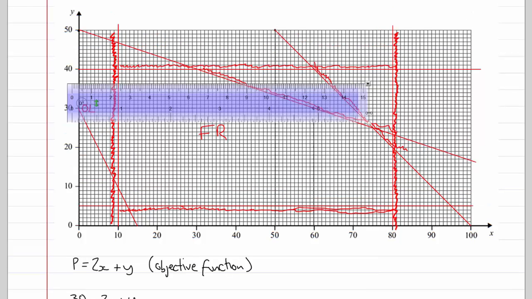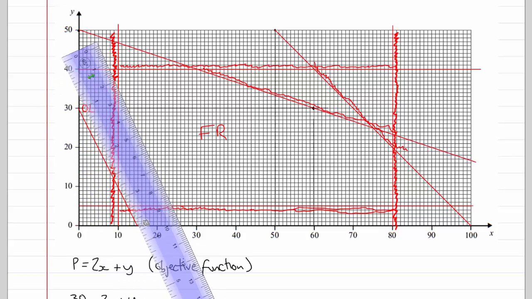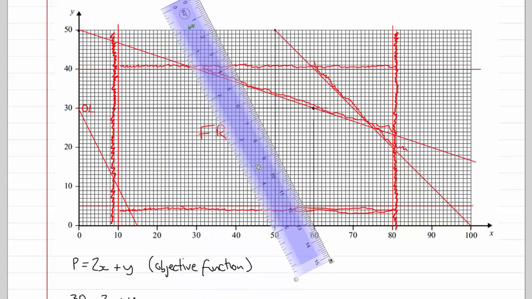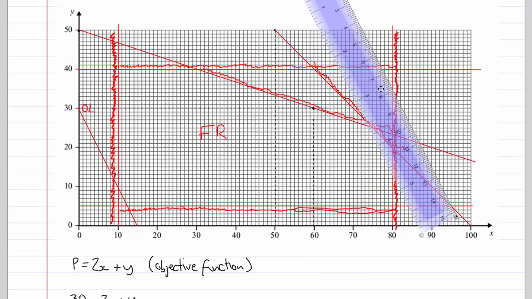So in order to do that, I'm going to take my ruler, rotate it round and then put it on top of my objective line. From here, I will move my objective line up the page until I find the last point where it leaves the region. So it's already left up here and here. And if I keep going on, it's now left this one, and the last place that it leaves is this point here.